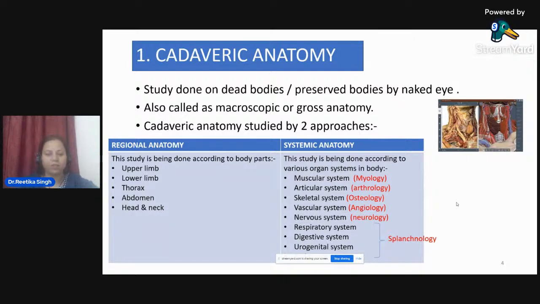The nervous system is divided into the central nervous system and the peripheral nervous system. As you all know, the central nervous system includes the brain and spine, and the peripheral nervous system includes the other parts of the body. Then respiratory, digestive, and urogenital systems.